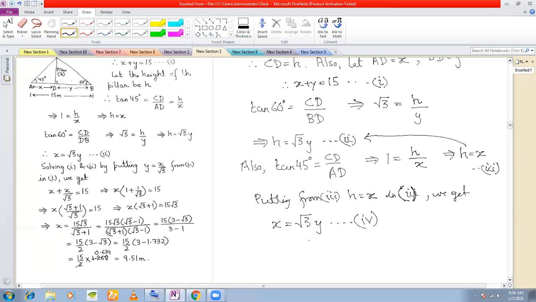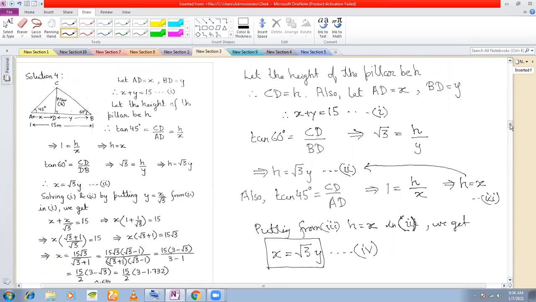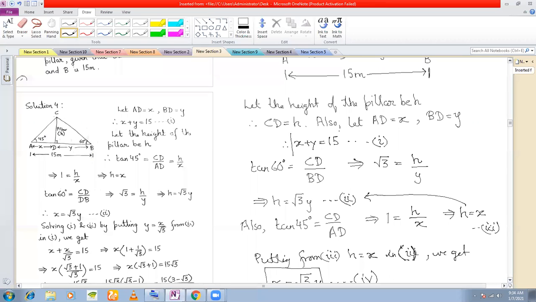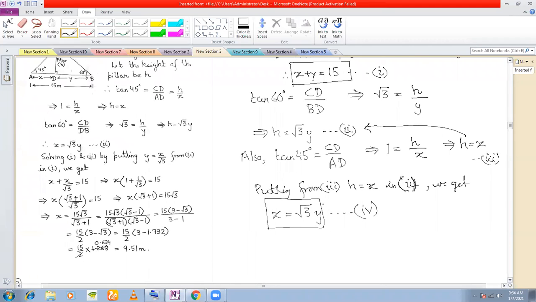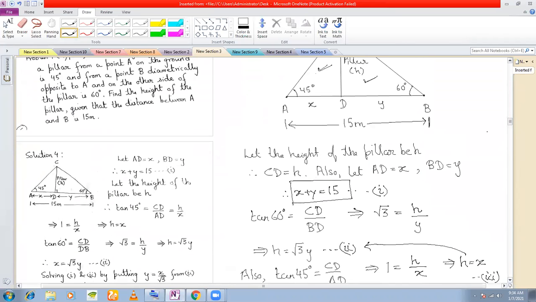Now you see we have two equations in x and y. We can solve these two equations simultaneously to get the values of x and y. Once we get the values of x and y, we'll add them to get the length of AB. Okay, I stop here for today. I'll continue tomorrow.